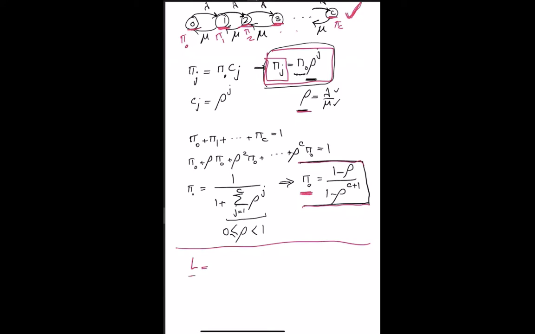So L is the average number of people in the system, right? Possible values for the number of people in the system are 0, 1, 2, 3, all the way to c, and I know the probability that each one of them can happen. So to calculate the average, I only need to multiply each possible number of people by its corresponding probability and add them together. Here j goes from 0 all the way to c. That gives me the average number of people in the system.